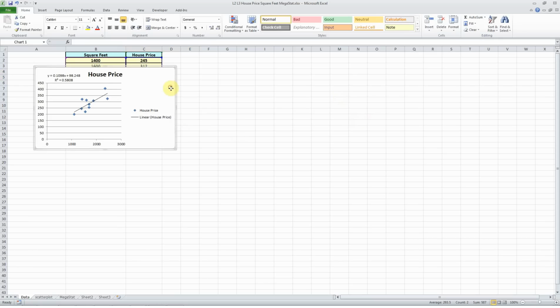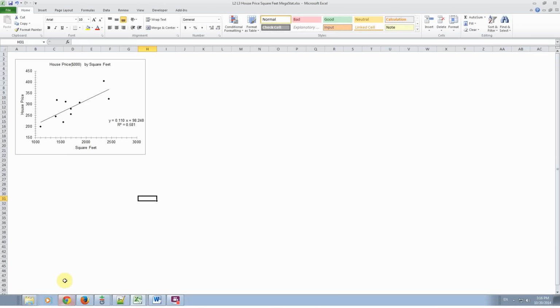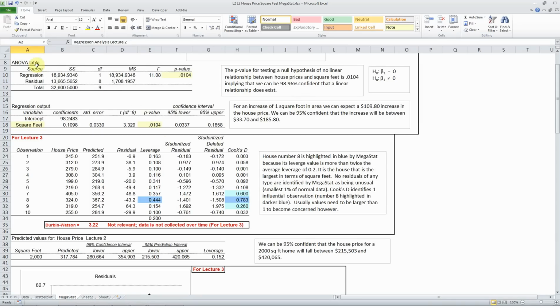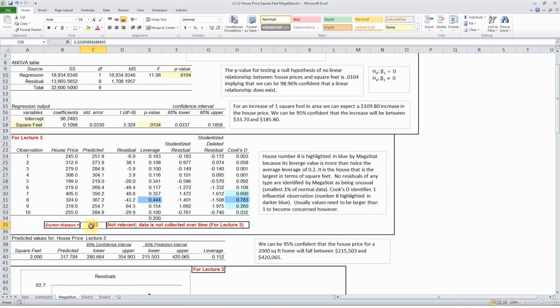Looking at Megastat, remember we made our little scatter plot. If we use Megastat's regression analysis, it's going to give us this plus the output here. You can see we have our ANOVA table, which gives us our p-value, and a p-value for the square footage, which shows that square footage is a significant predictor because its p-value is small. Notice we have a Durbin-Watson also, of 3.22. But since this data is not time series data, we don't have to worry about that. So it's not surprising that I get a high Durbin-Watson, greater than 1.3.